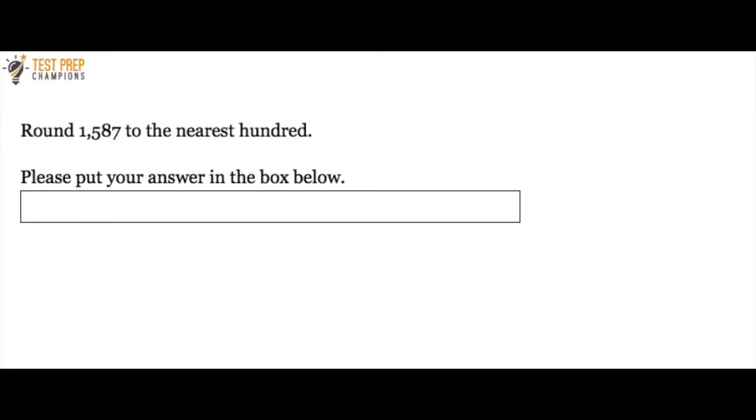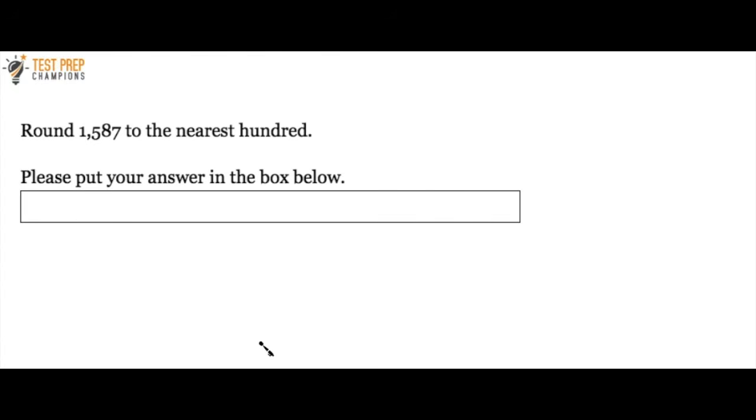Round 1,587 to the nearest 100. Please put your answer in the box below. So obviously you can't really write your answer in the box, but now's a good time to pause the video, try to figure this out, and let me know what answer you think should go in the box.